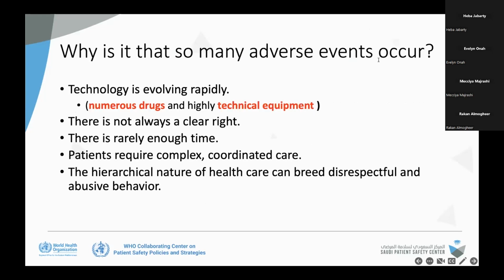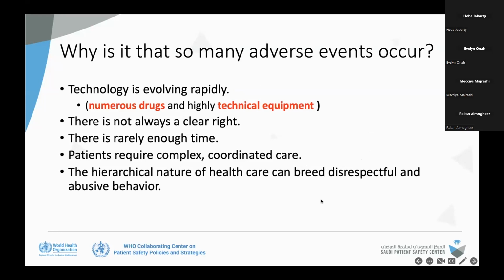And let's take it one by one. Technology is evolving rapidly. Most healthcare professionals, physicians, nurses, and pharmacists, are working together. But during our day-to-day work, how many equipment, how many drugs, and how many policies we have every day. We have a lot of research findings, we have a lot of data. So we have to deal with these factors every day, and there is not always a clear right. Every one of us comes from a different school, a different college. So what you think is right, your colleagues really think is not. So we have an environment that doesn't help us think in a good way to solve a problem.